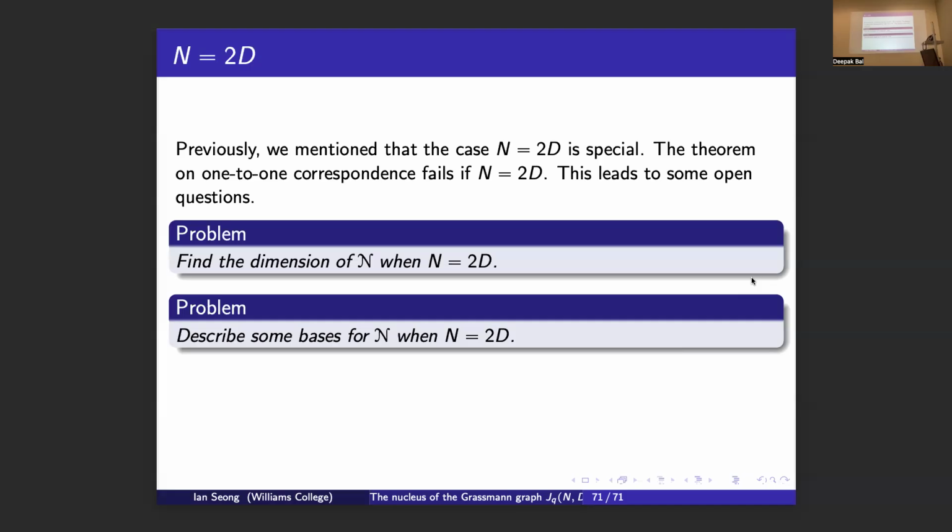It's not one-to-one. So the problem is, what happens when n is equal to 2d? Find the dimension of n. And the second problem would be, if we know the dimension of n, then what would the bases look like? So that's our second problem.